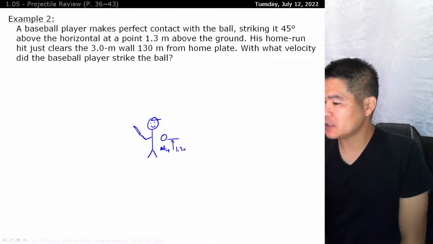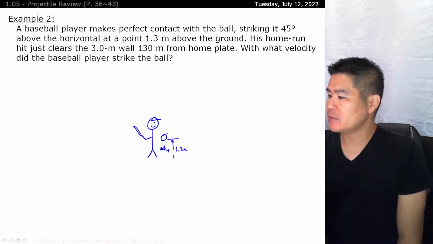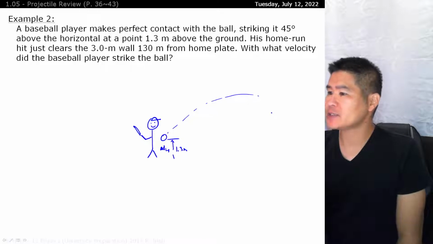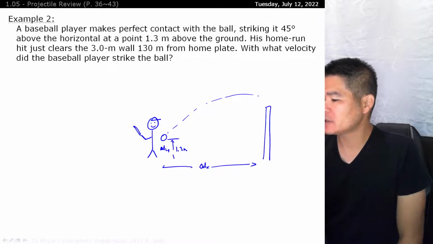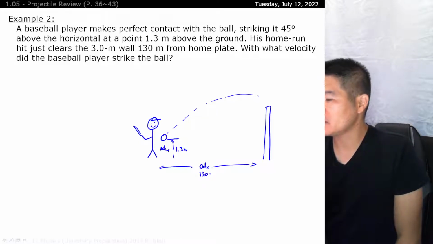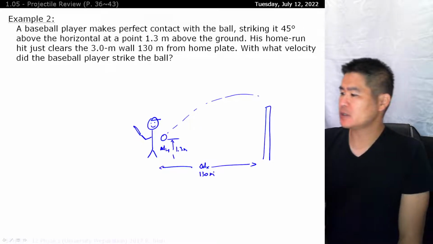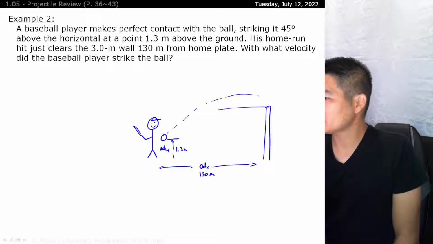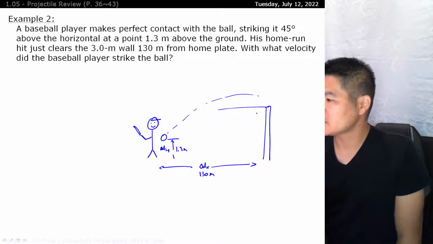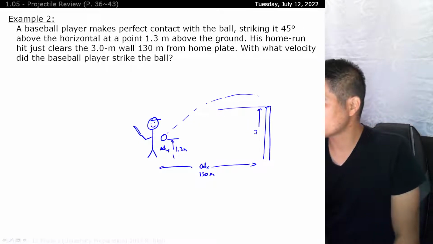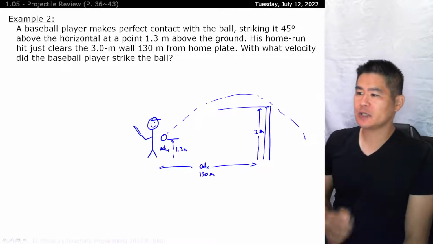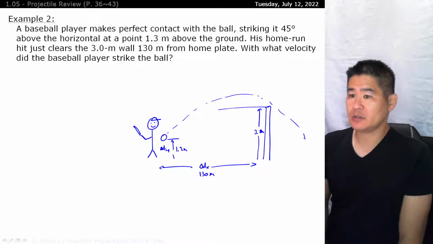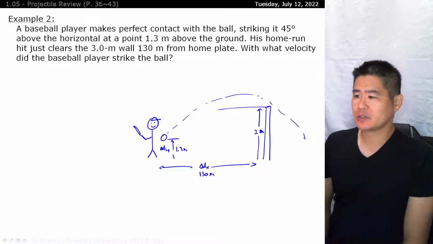of 1.3 meters. Okay, and the ball travels up, up, up, and it clears a very tall wall in the distance. All right, so you know that your delta dx is equal to 130 meters. This wall is also much higher than where you struck the ball at, so this is at 3 meters. And it clears it. Lovely, a home run. And the question is, what was the velocity that the ball was struck at?